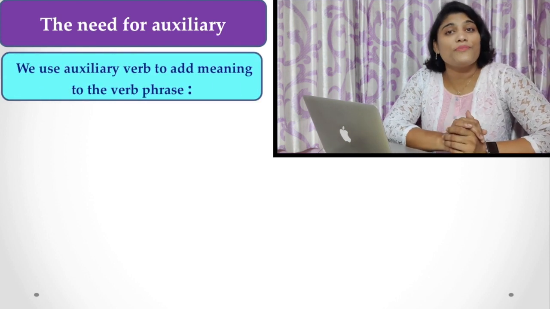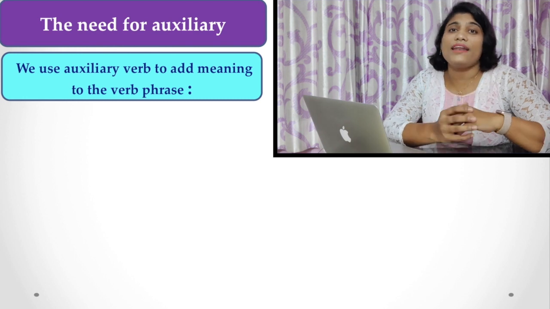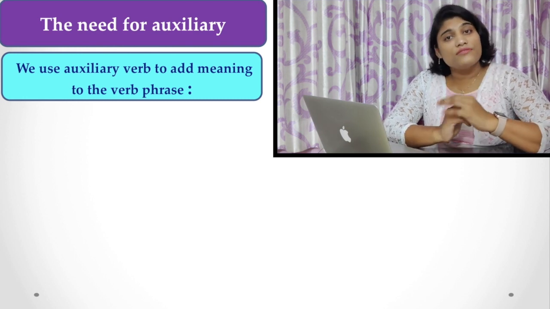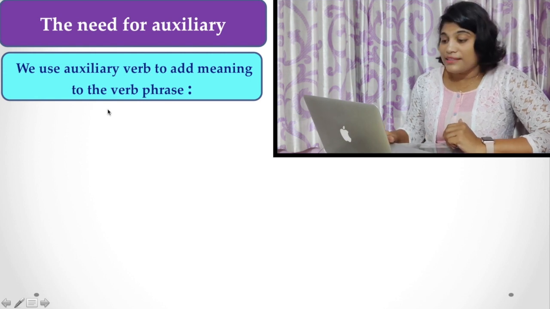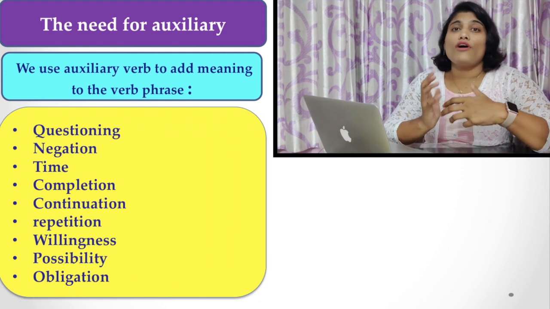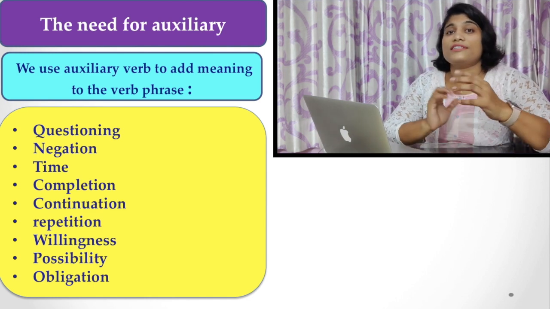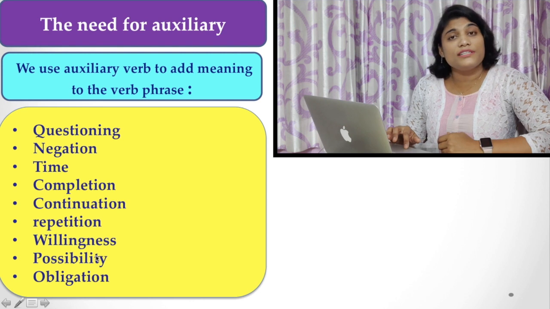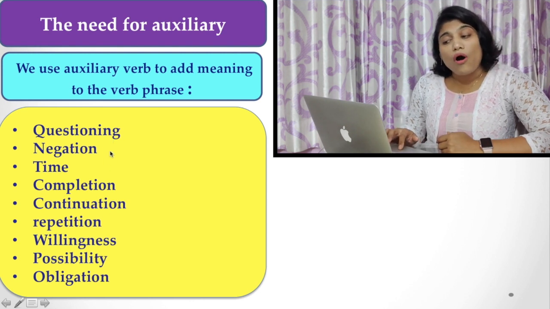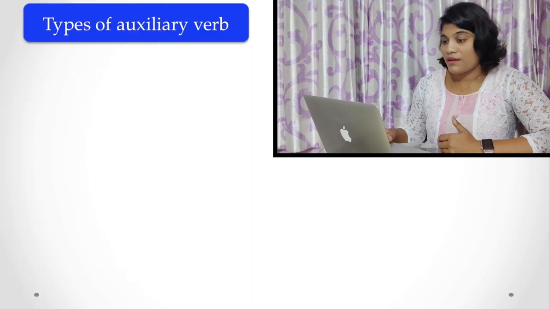Here, first of all, we have to know why we need auxiliary verbs. We need auxiliary verbs to add meaning to the verb phrases. That is, sometimes we want to ask a question or make a negation, or we have to tell the time or tense, completion, continuation, repetition, willingness, possibility, and obligation. In all these cases, we have to use the auxiliary verbs.